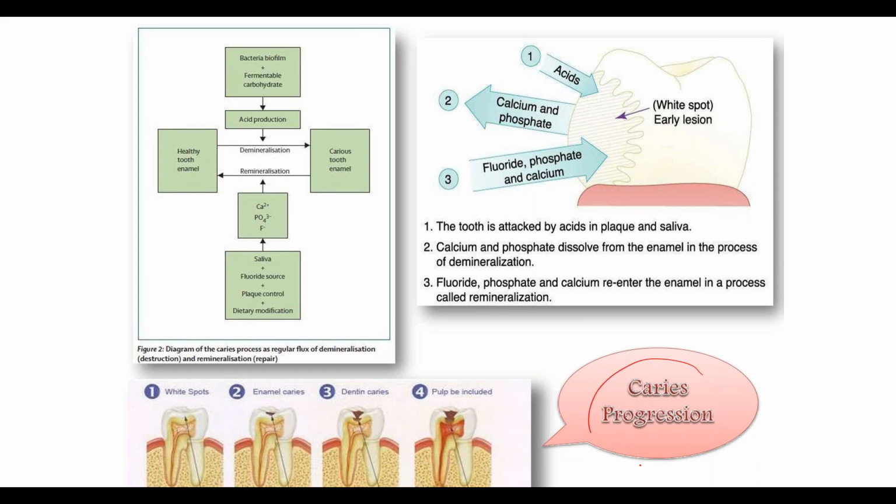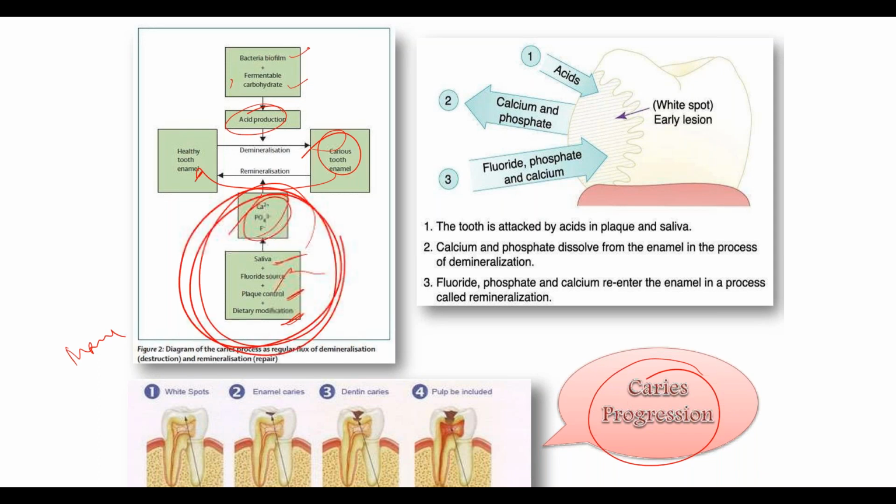Now, if we talk about the caries progression, there is bacteria biofilm and there is carbohydrate. That bacteria acts on the carbohydrate, acid is produced leading to demineralization. However, if dietary modifications are done, plaque is controlled, fluorides are given, salivation is controlled properly, and there is a source of calcium phosphate and fluoride, then this tooth can be remineralized. So our management should involve these factors. We should aim at remineralization of the tooth structure.